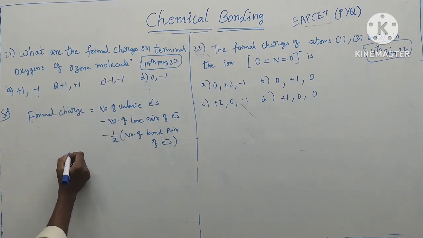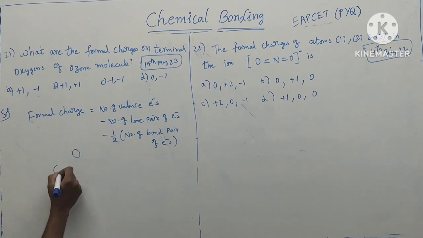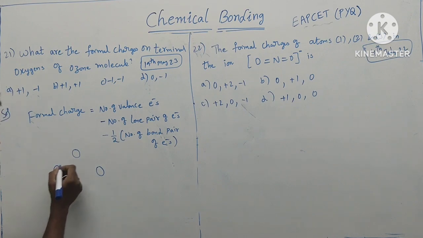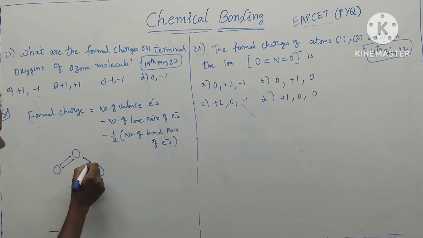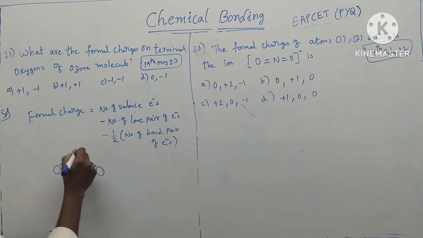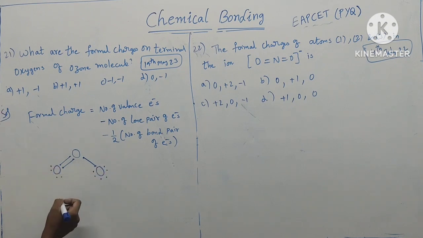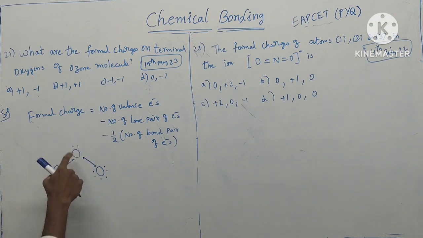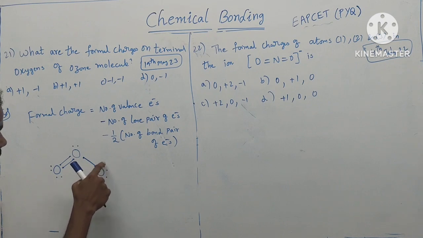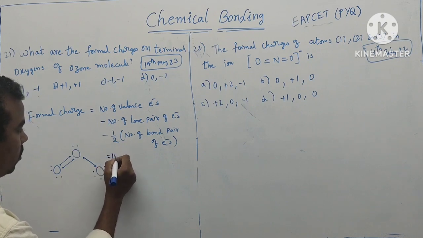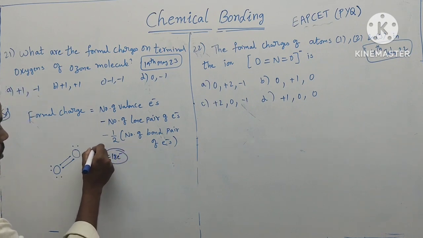So the ozone molecule, we know ozone means O3. The Lewis dot structure of the O3 molecule has a double bond with O. Each oxygen has 6 valence electrons, total 18 electrons. So there are 18 electrons in the ozone molecule.